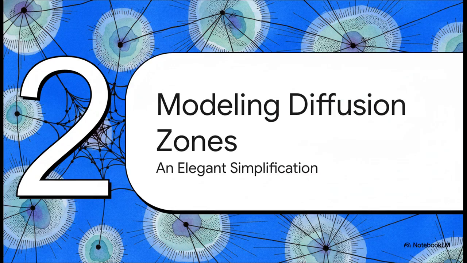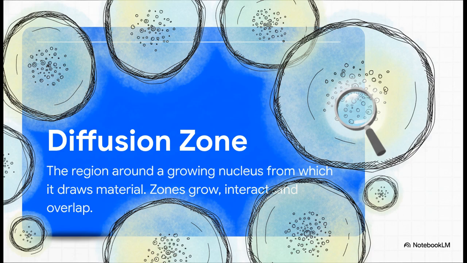But here's the thing, modeling a single nucleus isn't even the hardest part. The real challenge comes when you have lots of them forming all at once, all competing for the same atoms. That's where it gets messy, and that's where scientists really needed a clever way to simplify things. To get a handle on this chaos, they came up with this idea of a diffusion zone. You can think of it as a personal little feeding bubble for each growing nucleus. It's the area of the solution that a nucleus is pulling its building blocks from. And as that nucleus gets bigger, its bubble gets bigger too.